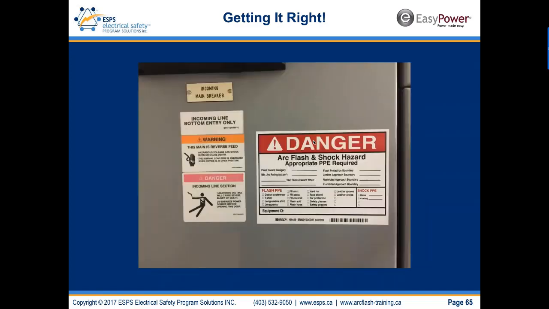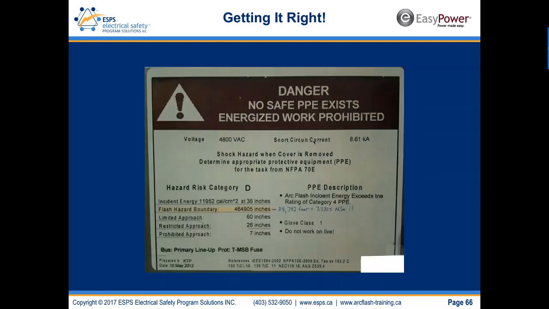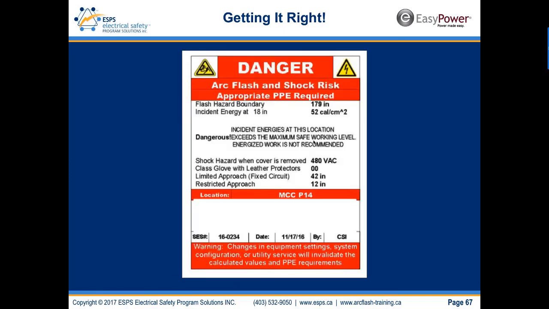Here's a label where the information has, over time, been removed from the label. This label: 11,952 calories per centimeter squared. It's ridiculous. This totally discredits the study when the label includes the incident energy at that high level. The 2-second guideline was not applied to that study. And you've got hazard category D on there, which I don't even know what that is because it's not defined in 70E or Z462. Here's a label again, 152 cals. Incident energy at this location exceeds the maximum. Energized electrical work not recommended, dangerous.